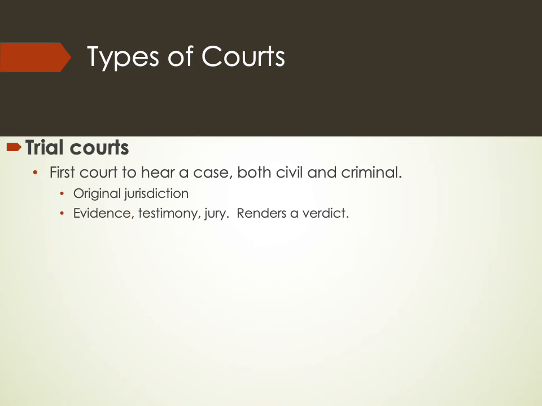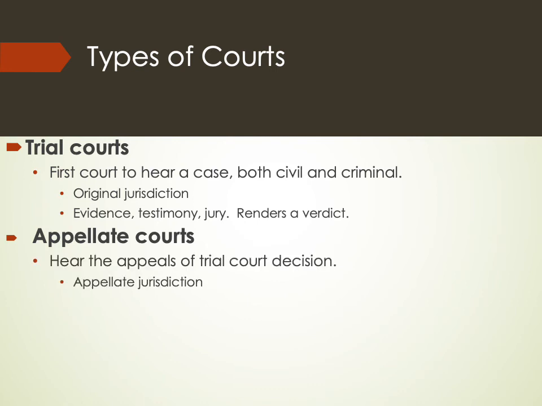The person is found to be the responsible party, the one responsible for the harm or the damage, okay? That's what trial courts do. Another kind of court that you read about this week is what's known as an appellate court. An appellate court does not hear a case for the first time. It hears the case on appeal. In other words, it reviews what happened at the trial court, the court of original jurisdiction.